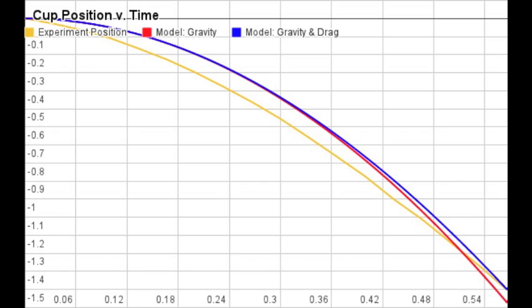I believe that the difference between both model plots and the experiment plot is due to my human error in the tracker point mass plotting. Both models, in comparison with the experiment, show that the cup is lower than it should be, defining what it should be as the model of the effects of gravity and drag, what happens in real life.